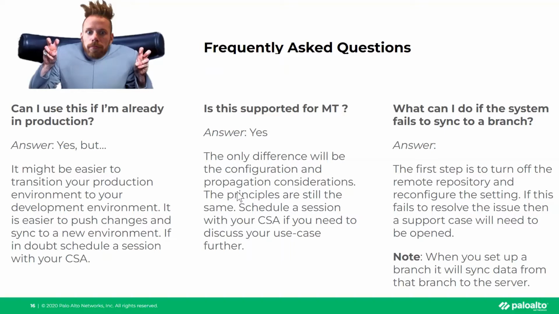What can I do if the system fails to sync to a branch? If a branch sync fails, the first step is to turn it off and turn it back on. Now keep in mind, when you sync to a branch, it's going to pull that content down. So just keep that in mind. However, if you have issues after that, go ahead and open up a support case. Or feel free to open a support case if you just want to make sure that you're not going to lose any data. But again, back up your data through downloading the content.